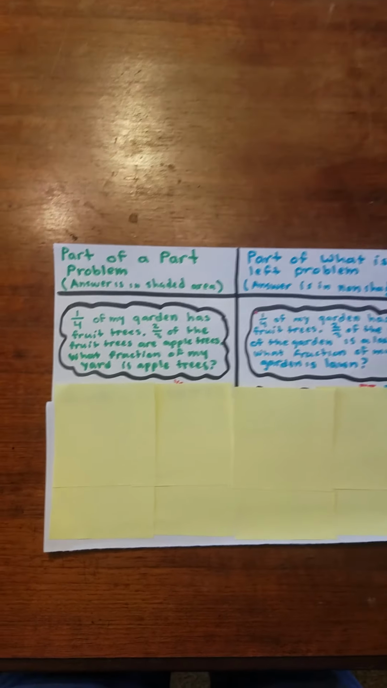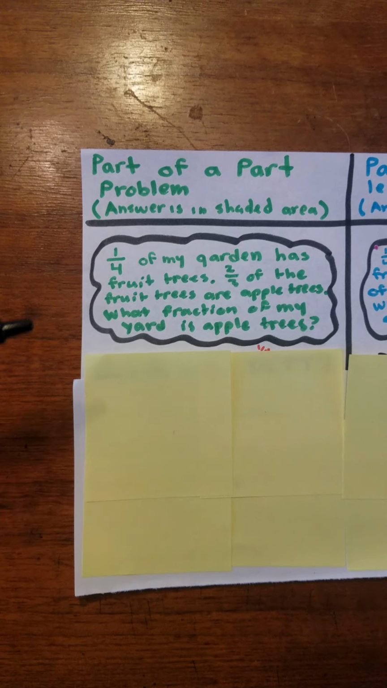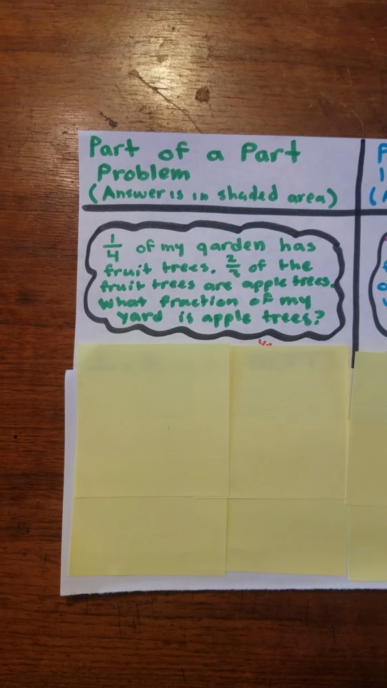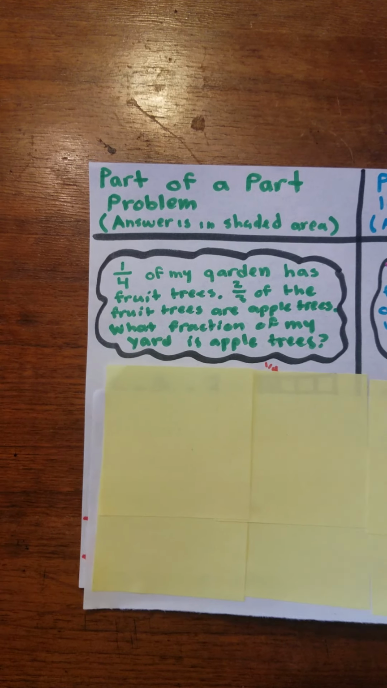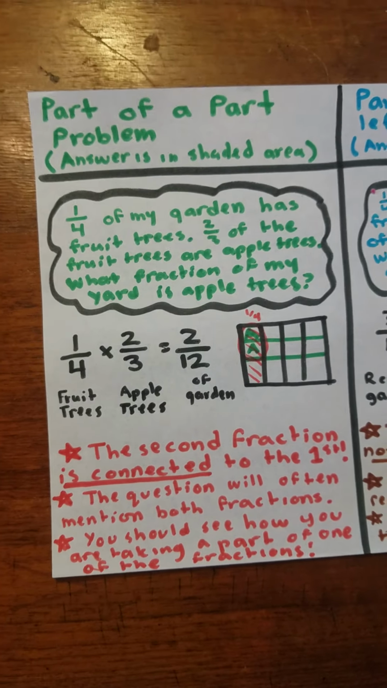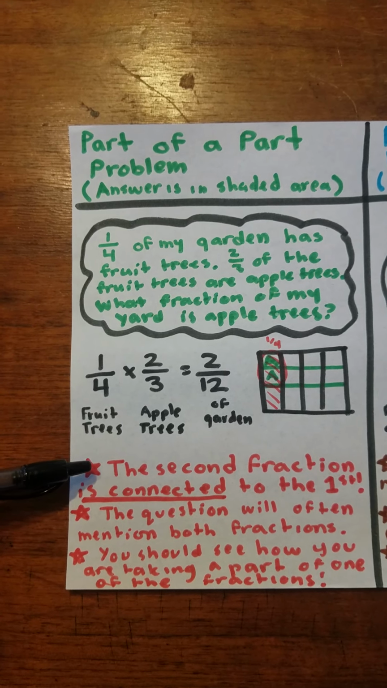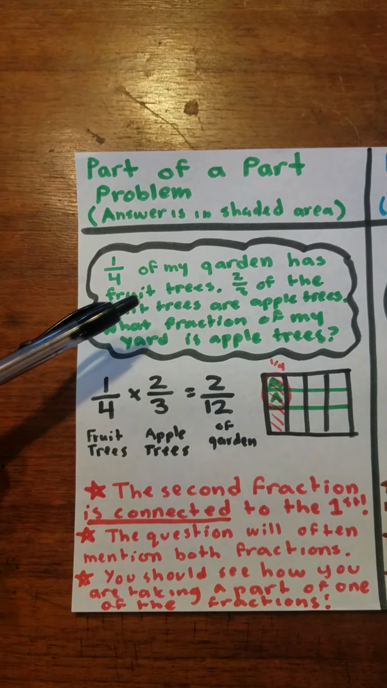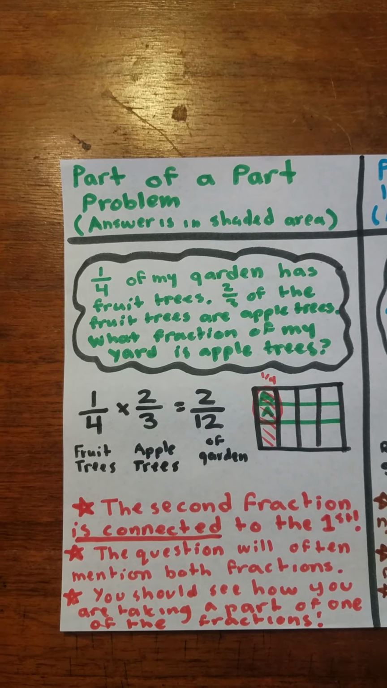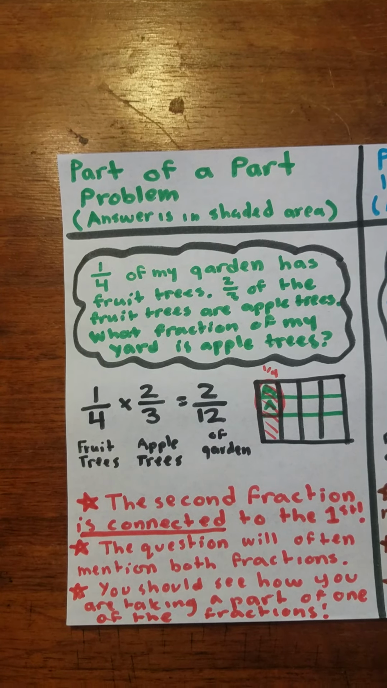Okay, welcome back. So I want us to look at the part of a part problem first. 1/4 of my garden has fruit trees and 2/3 of the fruit trees are apple trees. What fraction of my yard is apple trees? So if you look at this, this was a part of a part problem for the very reasons that we just discussed. First, the second fraction is connected to the first. You see that in the sentence here. 2/3 of the fruit trees are apple trees. It connects the two fractions, which shows you it is a part of a part problem.